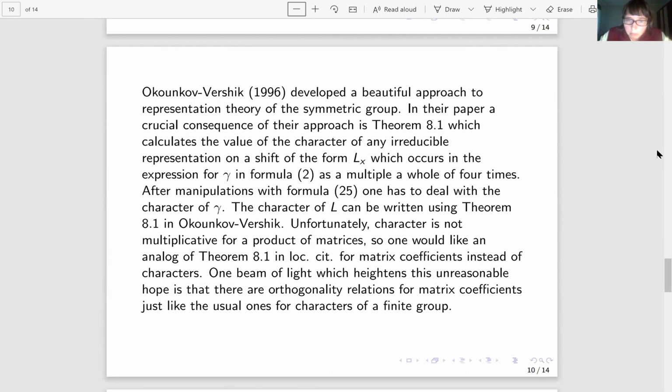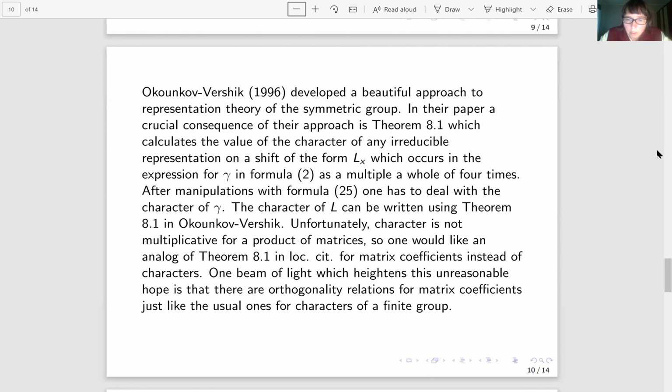There are some problems here, because what Okounkov-Vershik theorem 8.1 gives us is the character of L. We have to deal with the character of gamma, but gamma is a product of 8 things, 4 of which are permutations and 4 of which are these L's, and the L's are interspersed with the permutations. The character is not multiplicative for a product of matrices, so one would like to obtain an analog of theorem 8.1 in Okounkov-Vershik for matrix coefficients instead of characters.